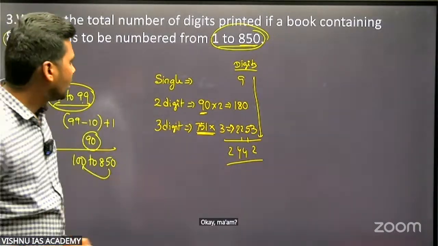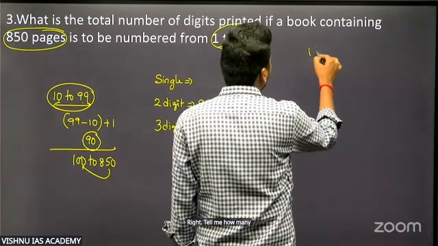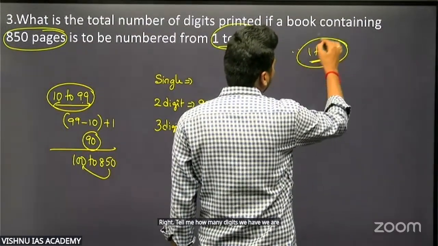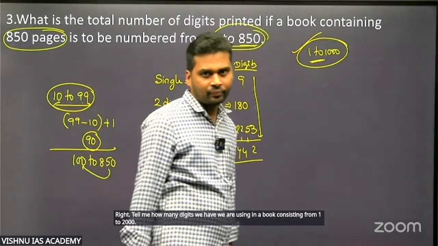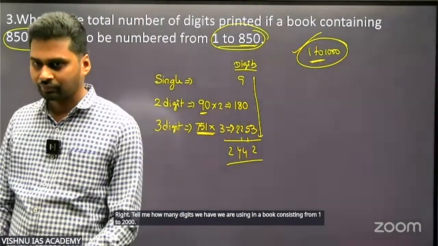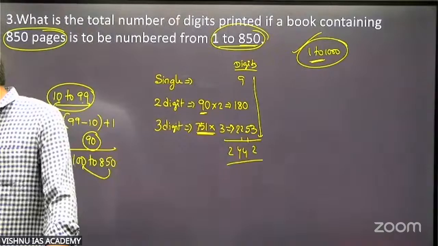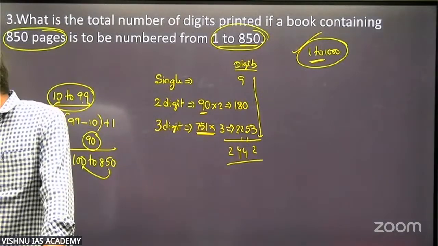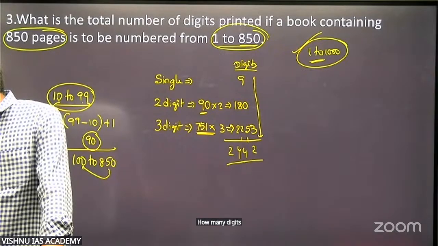Right. Tell me how many digits we are using in a book consisting of pages from 1 to 1000. How many digits do we have?